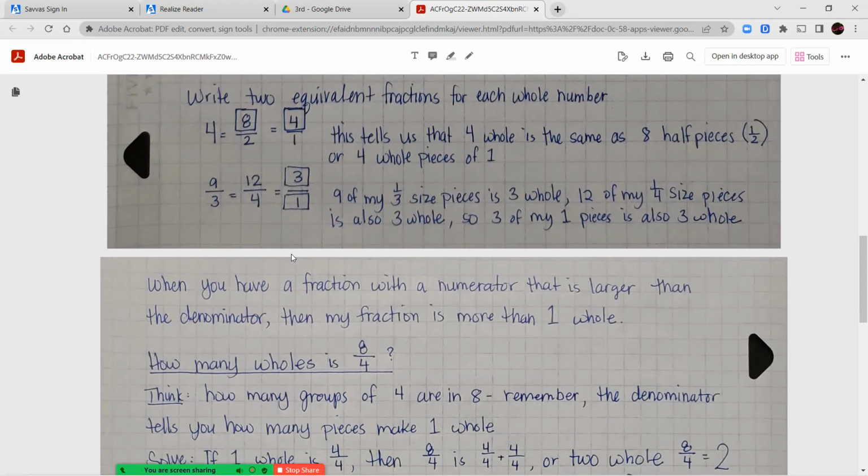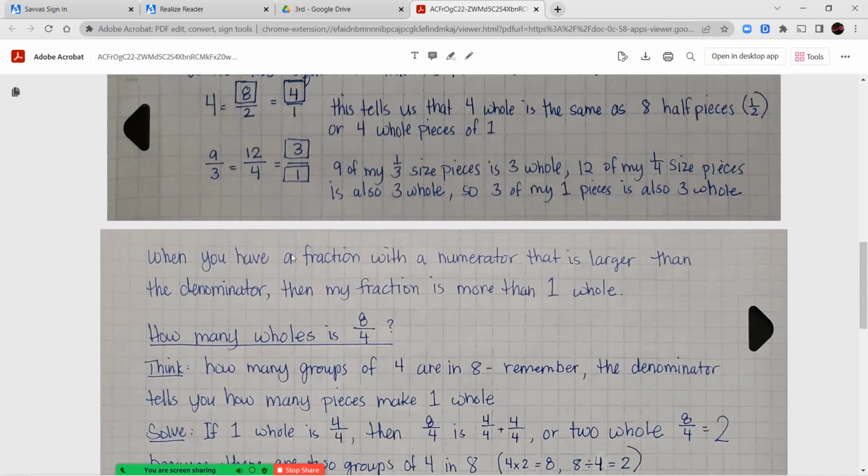Now, when we have a fraction with a numerator that is larger than the denominator, that tells us right away that it's more than 1 whole. Notice all of these are equal to more than 1 whole because the numerator is greater than the denominator. That means you have more pieces than you need to make just the 1 whole.